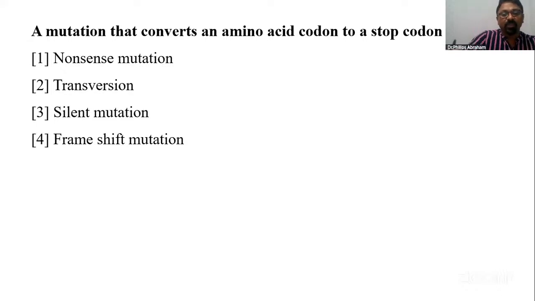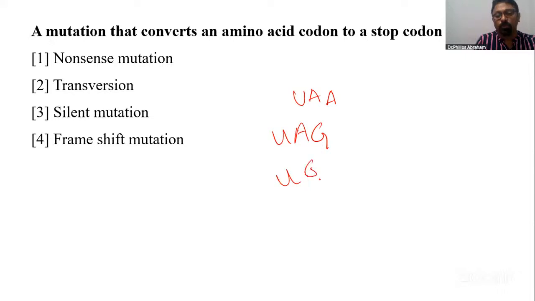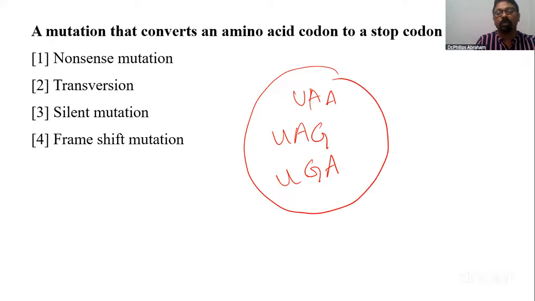See what happened? A, U, A, G. UAA, UAG, UGA. These three are termination codons. Okay. Then when this codon comes, protein synthesis stops.